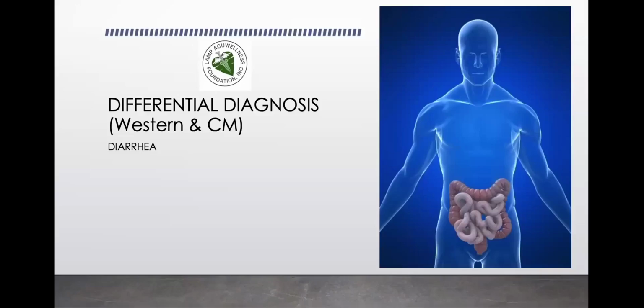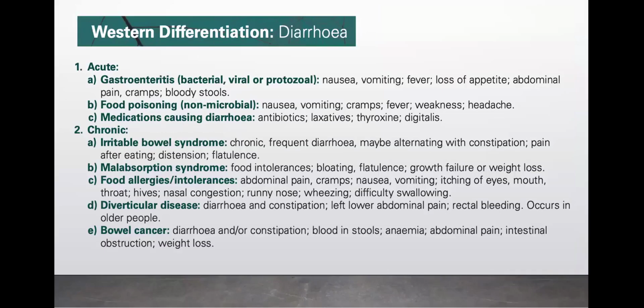Let's talk about differential diagnosis of diarrhea in Western and Chinese medicine. Western differentiation of diarrhea. Acute. Gastroenteritis, bacterial, viral, or protozoal. This is nausea, vomiting, fever, loss of appetite, abdominal pain, cramps, and bloody stools.